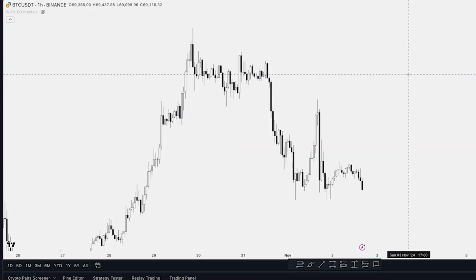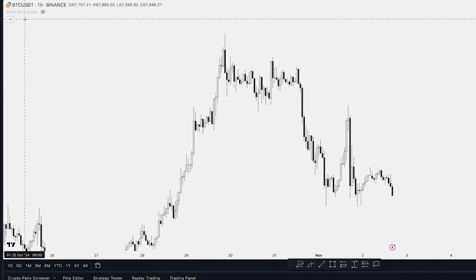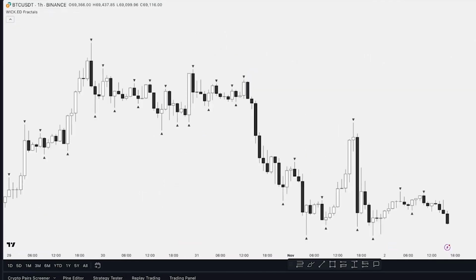Also, at the beginning, it may be kind of difficult to identify the swings and work with the zones, but that's why I recommend you use this free indicator. It's the Wicked Fractals. This indicator just identifies the swings. It's not showing you the entries or exits or stop losses or trades, entries to open short or long. No, it just shows you the swings.